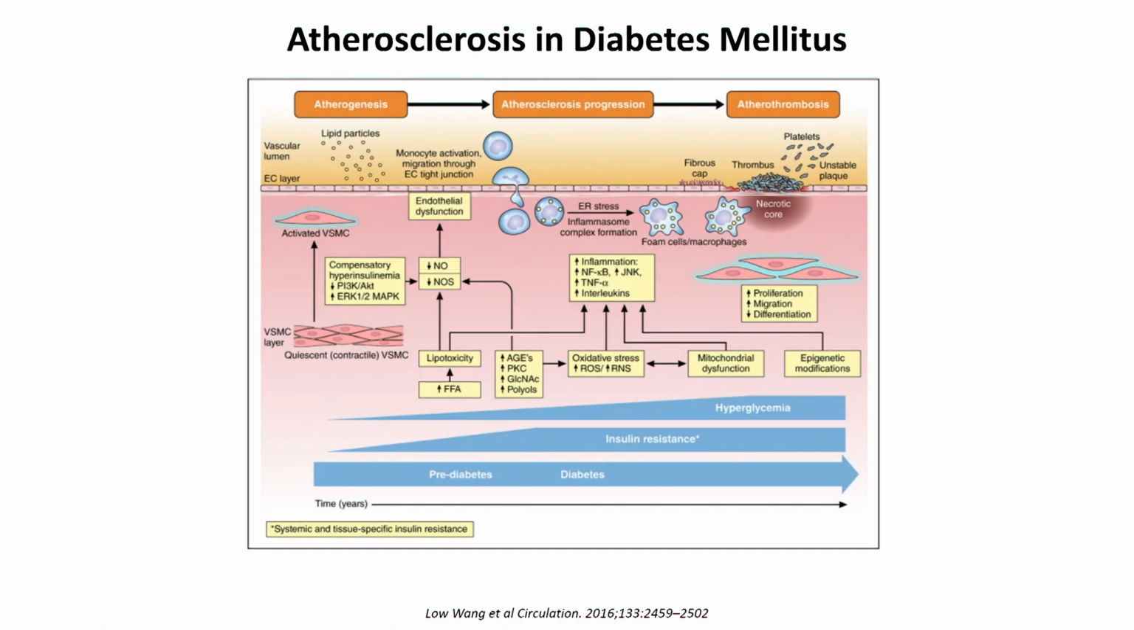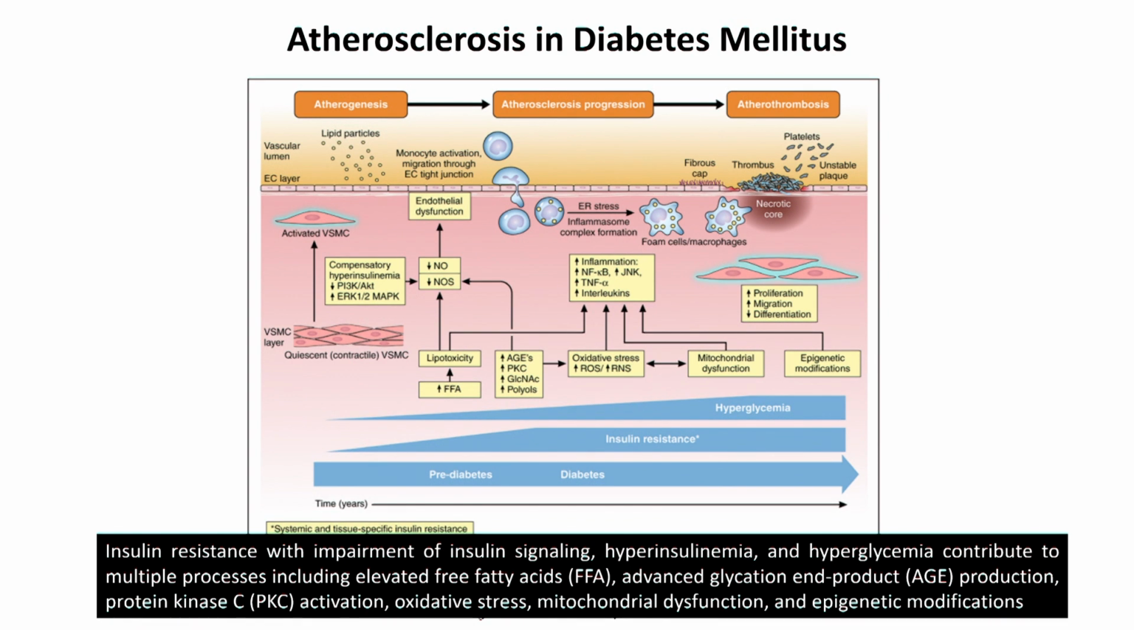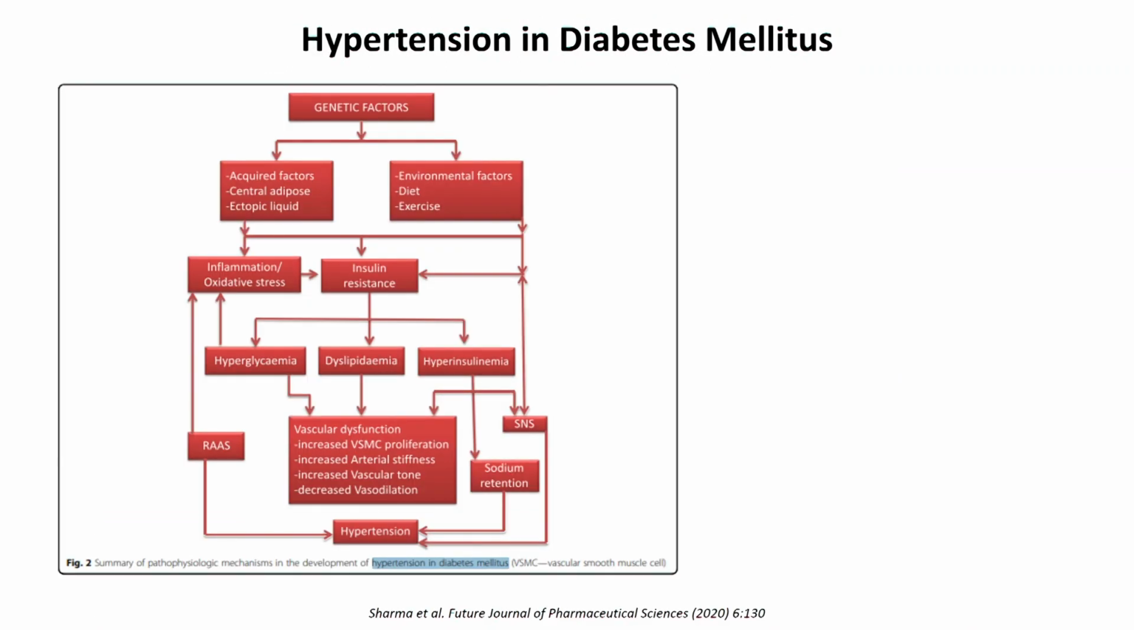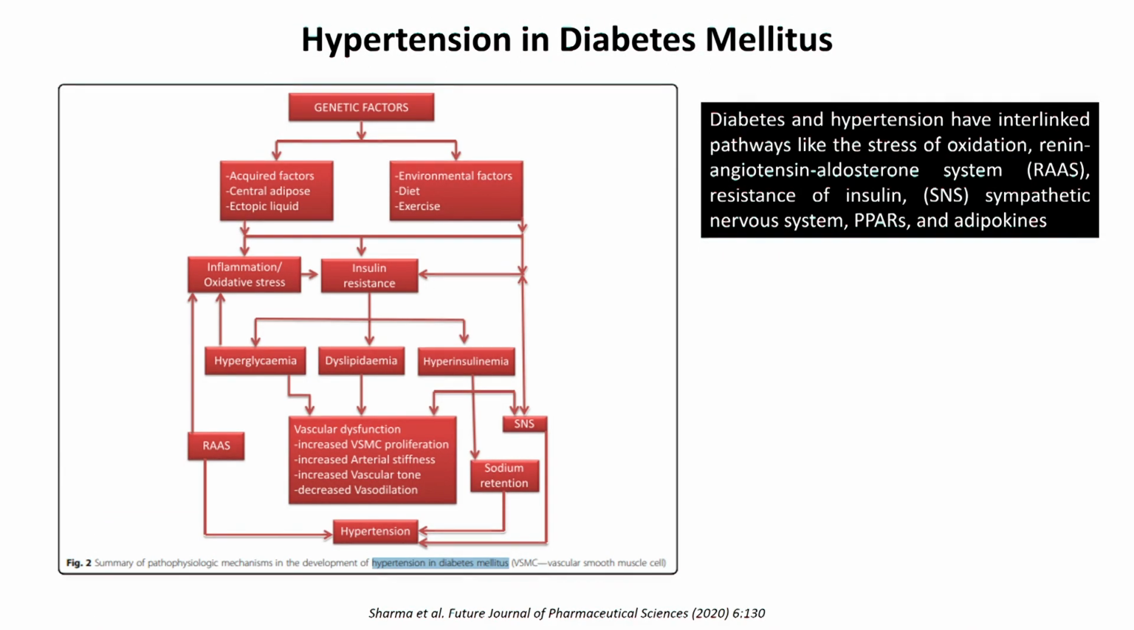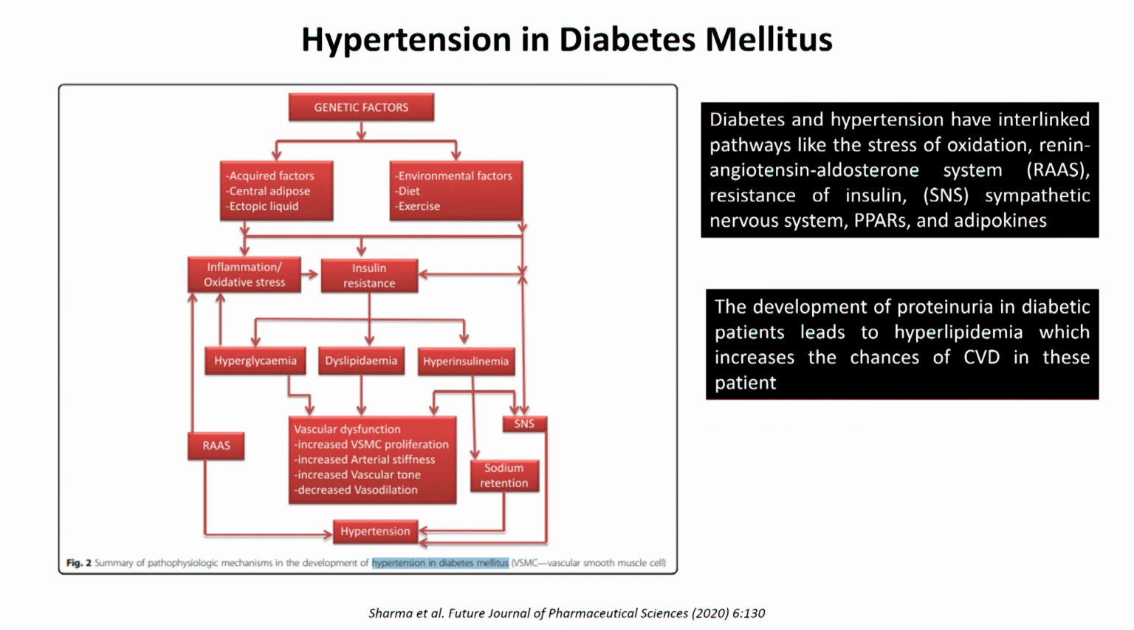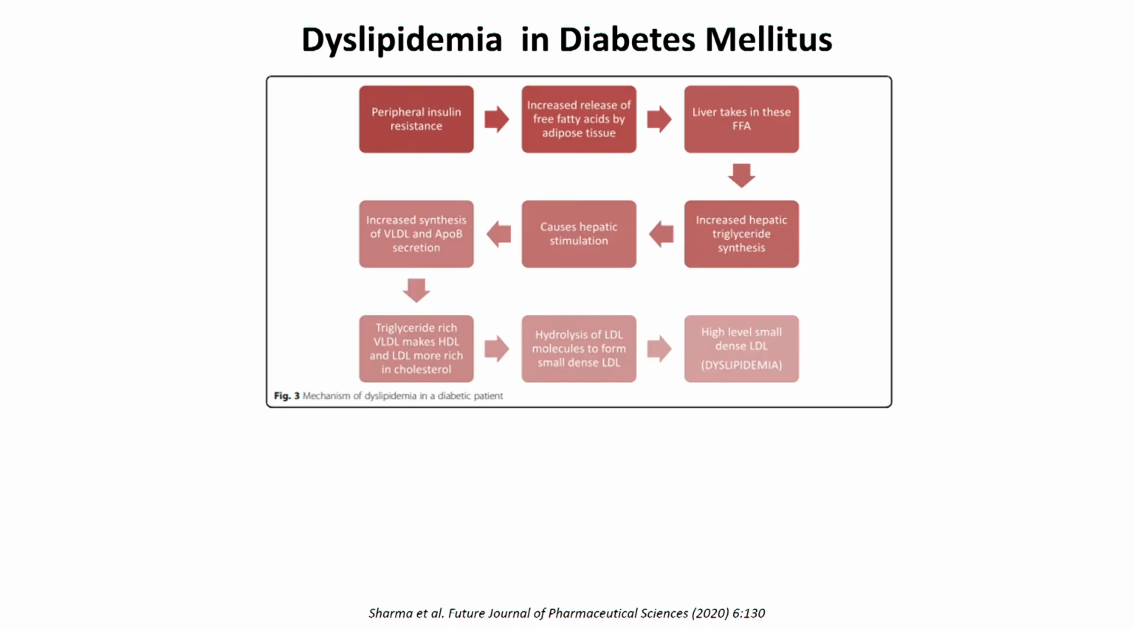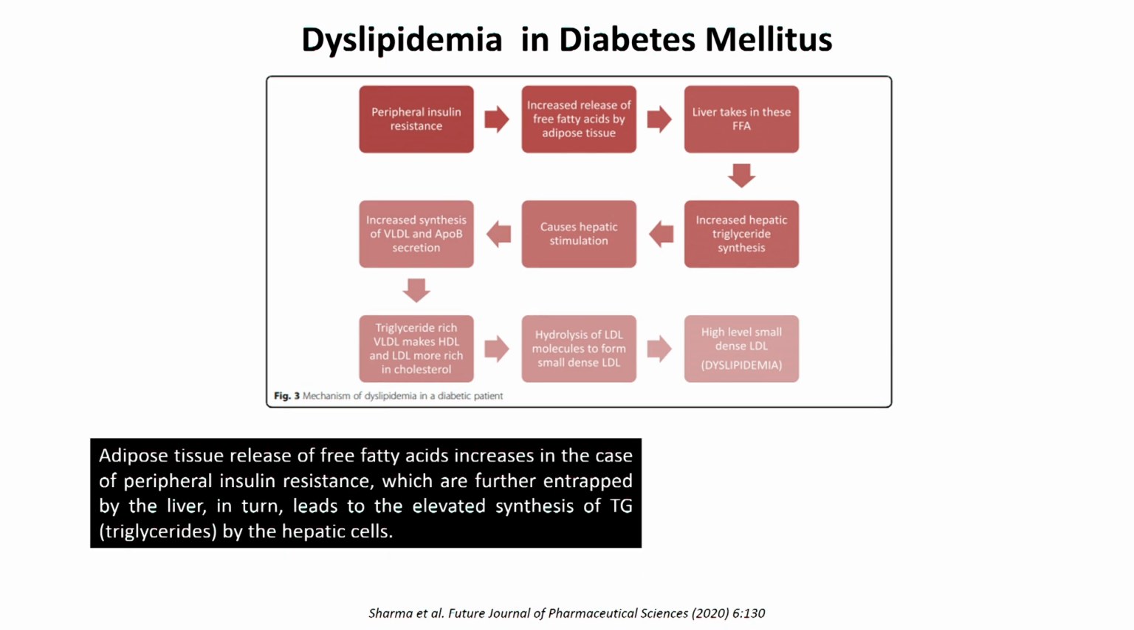It has also been shown that atherosclerosis in Indians is higher because of IR, because of lack of proper insulin signaling. And you find the hypertensive Indian population is also higher, which involves oxidative stress, the renin system, insulin resistance, the sympathetic nervous system, and adipokines. So if a diabetic develops proteinuria, we all know it leads to hyperlipidemia, and this leads to CAD. Dear friends, there is a greater degree of dyslipidemia in our diabetic population.